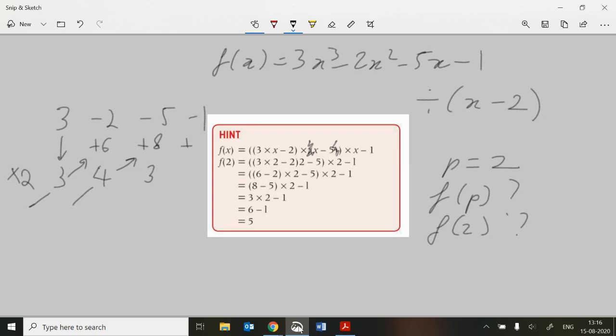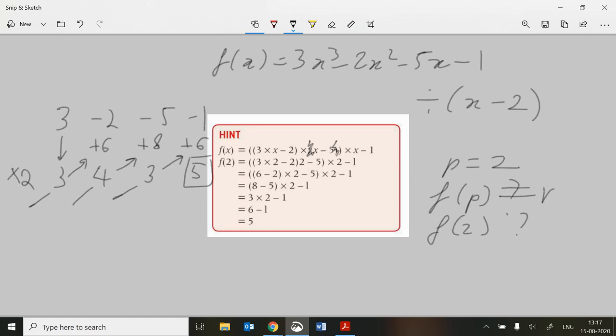Same process again. We've now got down to this stage here, and we need to times by x again. So times by x is going to give us 3 times by the 2 there, which is going to give us 6. So we've got plus 6 there. And then finally, we're going to take away the 1, and that will give us f of 2, and f of 2 is 5. So 5 is the remainder, because we know that f of p is equal to our remainder using the remainder theorem. So 5 is then equal to our remainder in this case. So we've now found out what the remainder is.